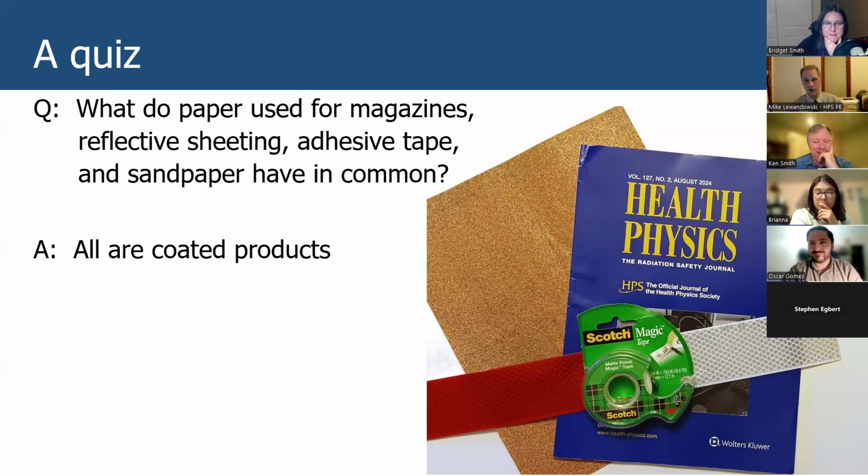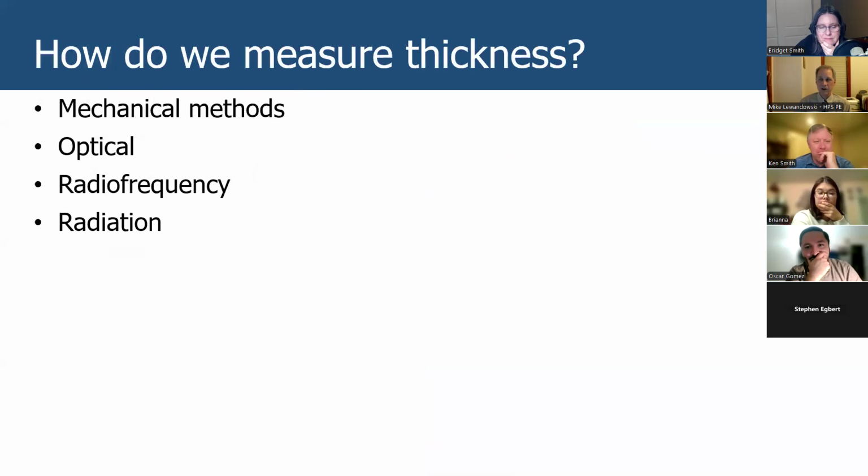These are all coated products. So if we have a coating, we'll want to measure the thickness of that coating. You're exactly right. So let's talk about how we measure thickness. Going back to the earliest days, you probably used some mechanical means, right? You used a ruler, a tape measure, something like that. Maybe you got kind of fancy and used a caliper or micrometer. But those are all mechanical means of measuring that.